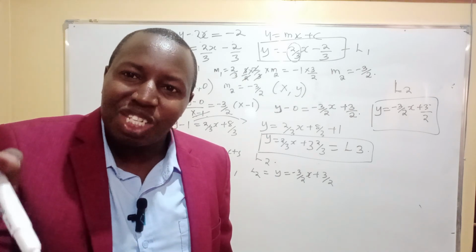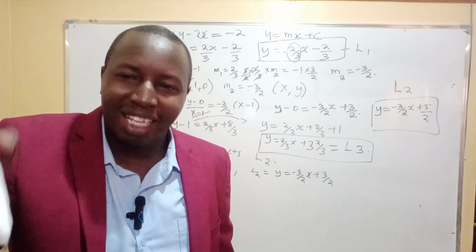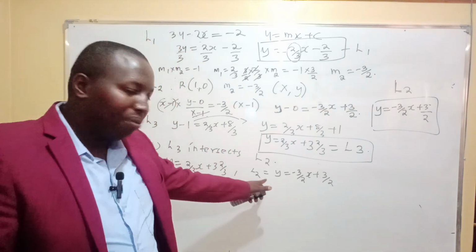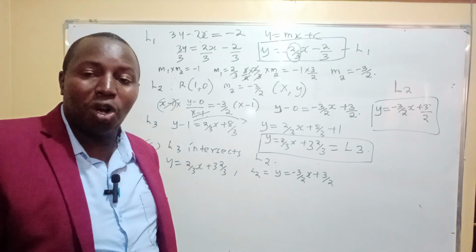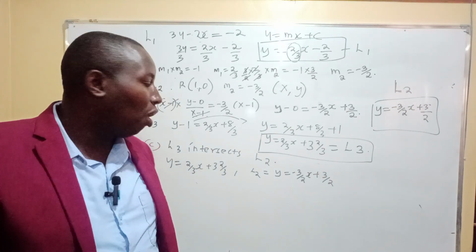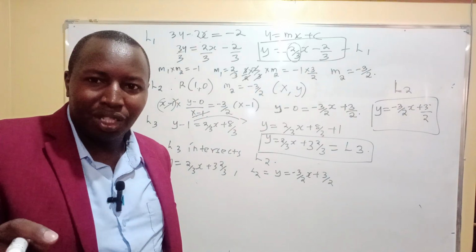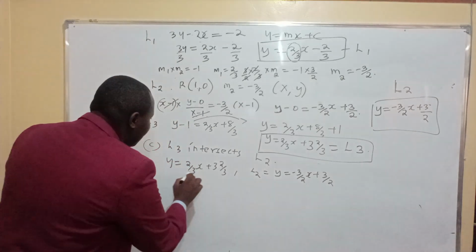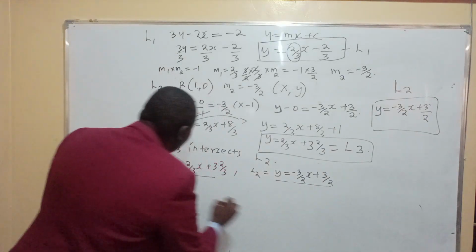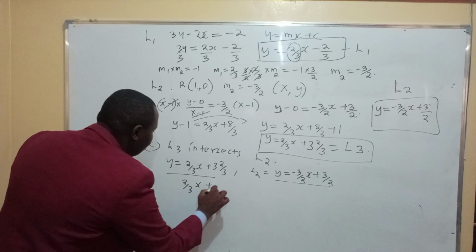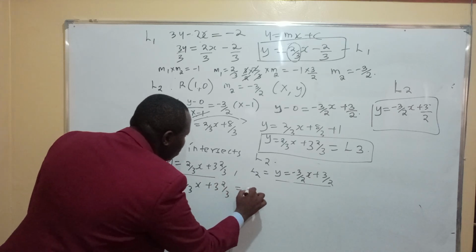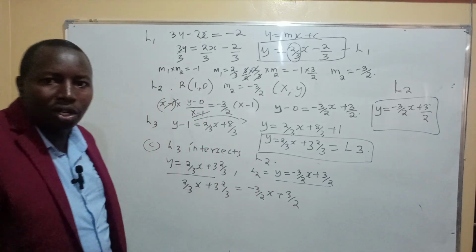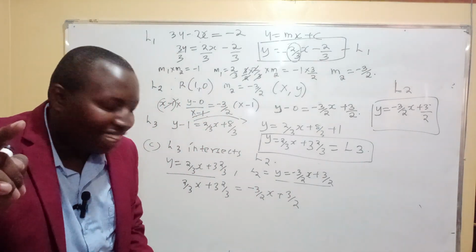This one is always a simultaneous equation that you need to solve. The simplest way of solving this kind of equation is by substitution, because the two equations are in the form y equals to mx plus c. So you say this y is equal to this one here: 2 over 3x plus 3, 2 thirds is equal to minus 3 over 2x plus 3 over 2, because the two values of y are equal.